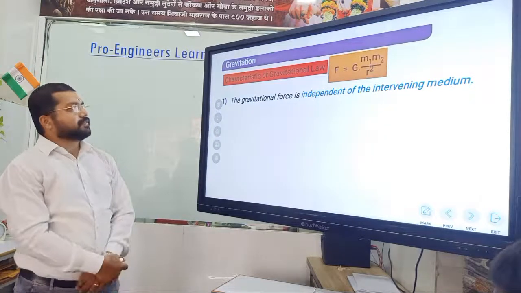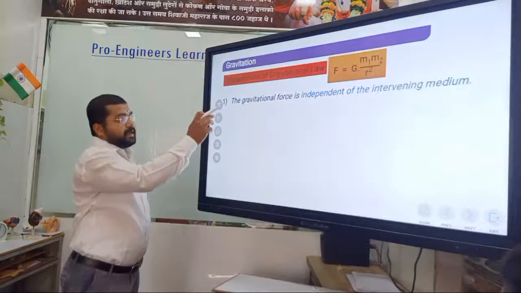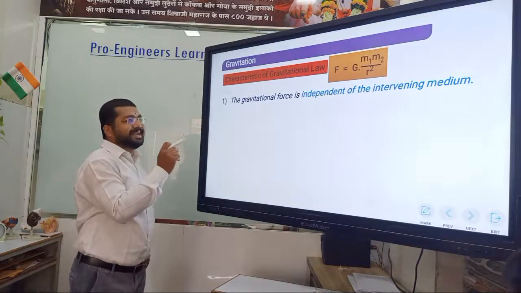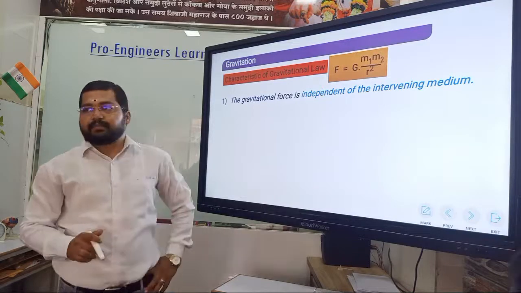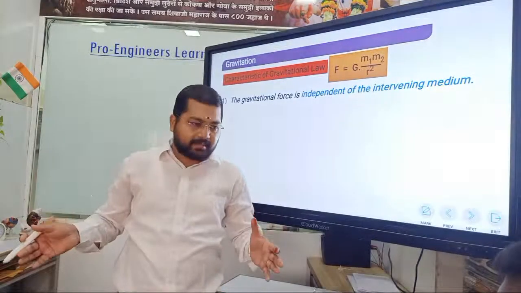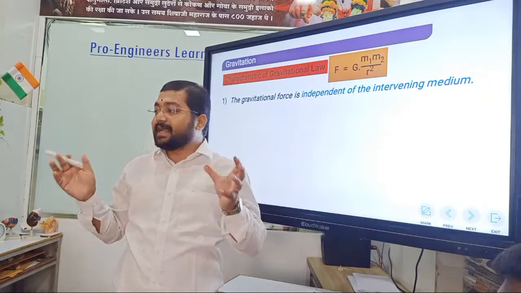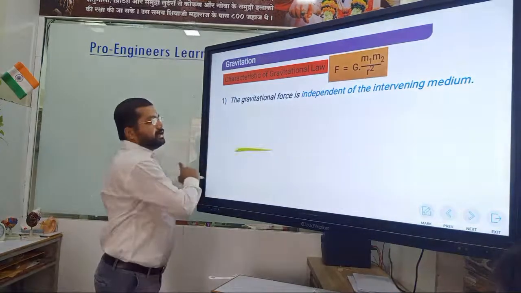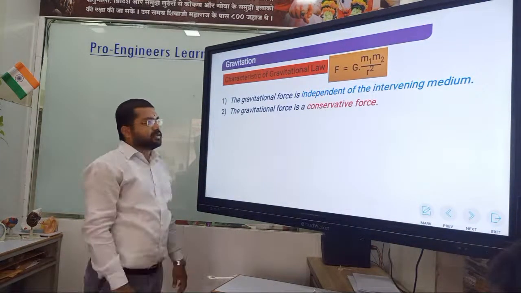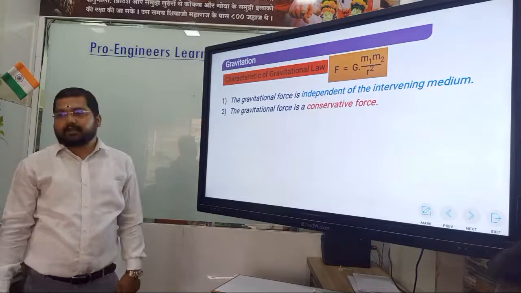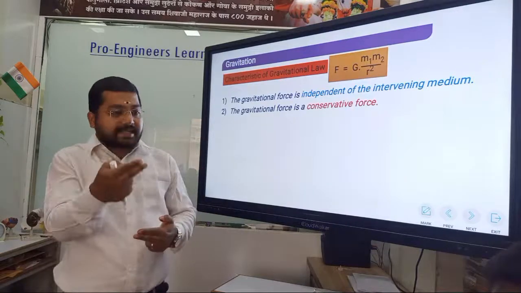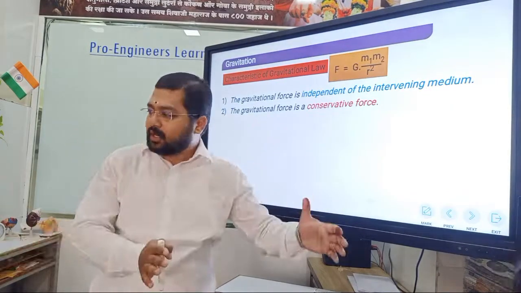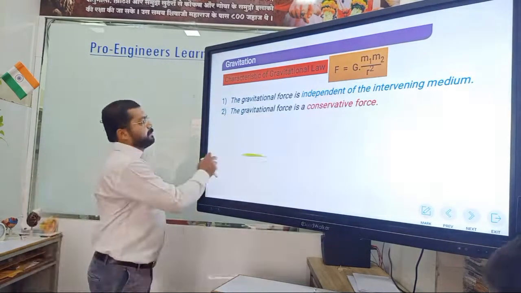So, characteristics of gravitational law. We know F is equal to capital G m1 m2 upon r square. The gravitational force is independent of intervening medium, whatsoever may be the medium in which objects are interacting. So gravitational force is a conservative force. It can be conserved from one object to another object. Is that clear? Yes, sir.